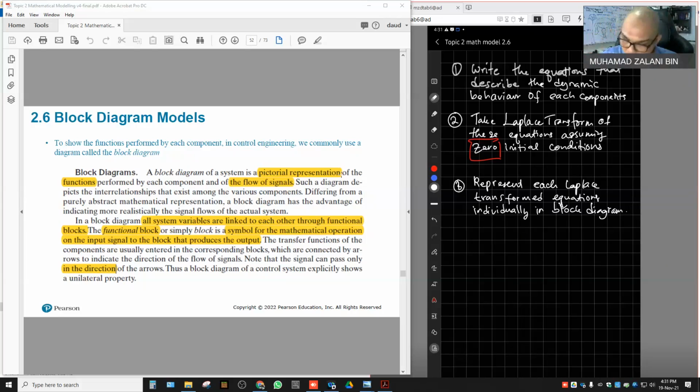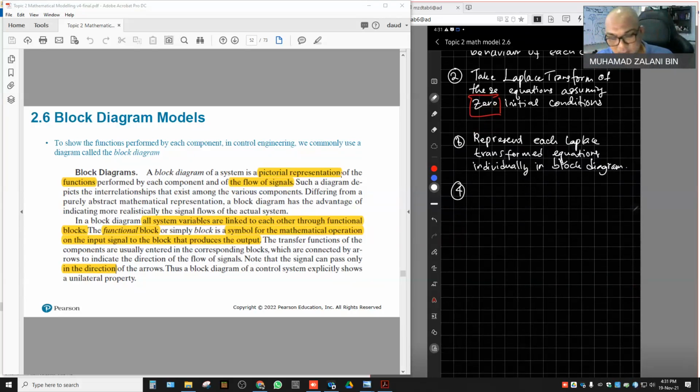And then the fourth procedure is that we assemble the elements into a complete block diagram. So at the third stage we try to get G(s), another block H(s), and F(s), for example, as individual blocks. Then after that, we assemble them together into a complete block diagram.